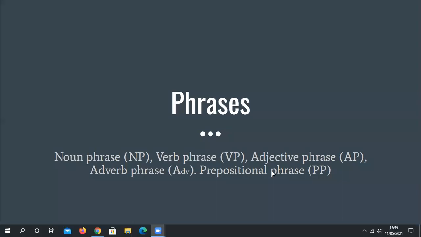Hello, students. I'm going to explain phrases and clauses. As I mentioned in our previous meeting, phrases can consist of one or more words. We have the noun phrase, which we're going to see with NP, the verb phrase, VP, the adjective phrase, AP, the adverb phrase, which is adv.p, and the prepositional phrase, which is PP.